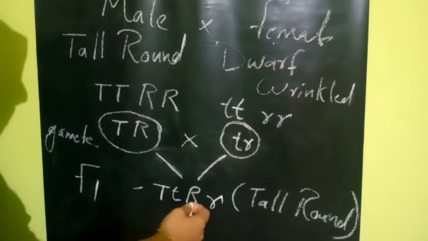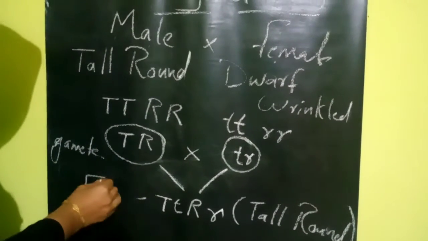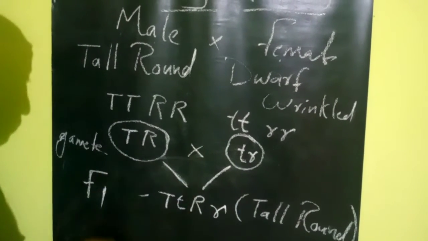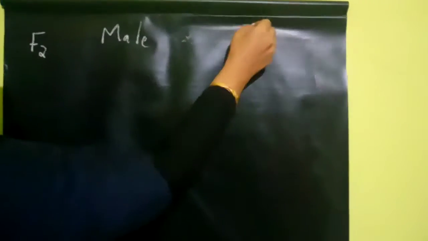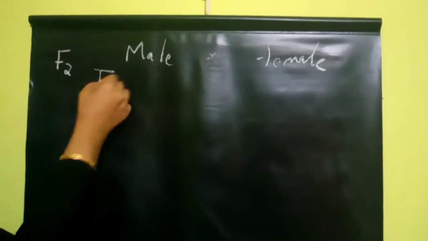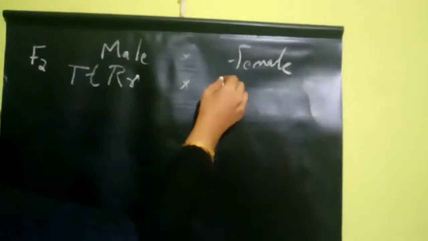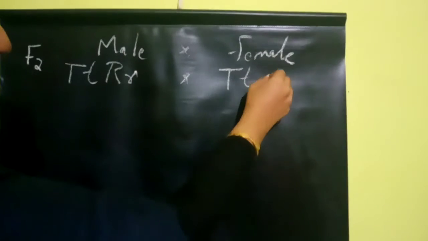Okay, so we can see what is happening in the F2 generation. This is the F1 generation. Next is the production of the F2 generation by selecting two plants from the F1 generation, one male and one female. So what will be the genotype of the male? Capital T, small t, capital R, small r. Then what about the female? The same genotype, because both plants are from the F1 generation.